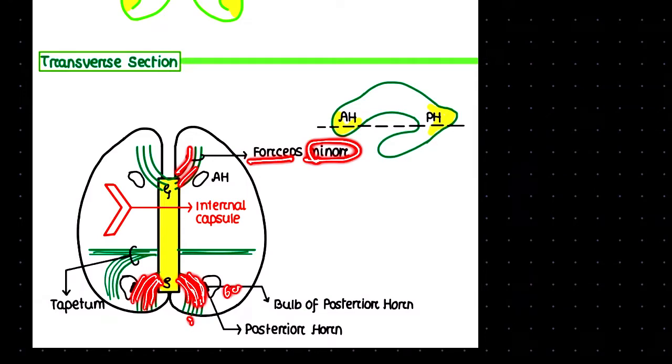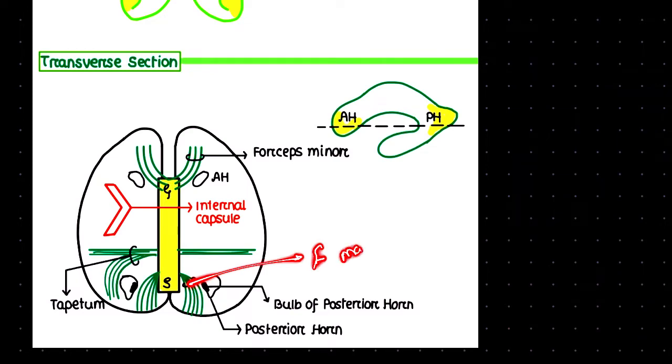Since they are covering greater distance, they are called forceps major. In this forceps major, because of these fibers, there will be bulging in our posterior horn. As there is bulging in the posterior horn, this is called the bulb of the posterior horn, on both sides.